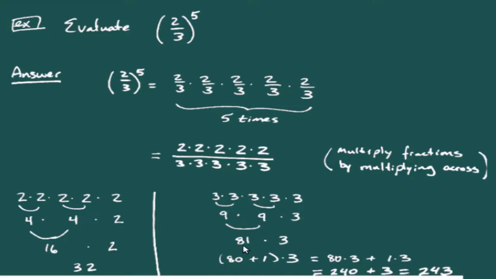Now for the 81 times 3, I can break that down as 81 being 80 plus 1. And so 81 times 3 is going to be 80 times 3 plus 1 times 3. Well, 3 times 8 is going to be 24. So 3 times 80 is 240. 3 times 1 is 3. 240 plus 3 gives me 243.